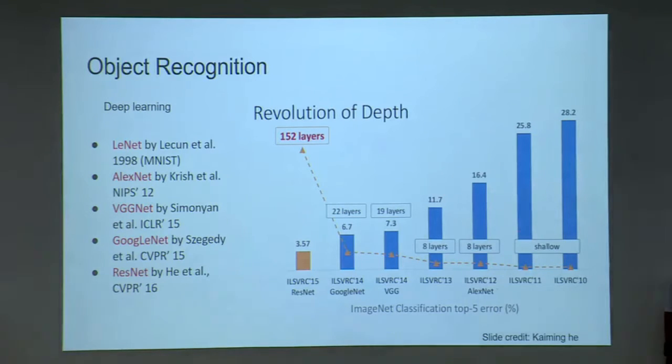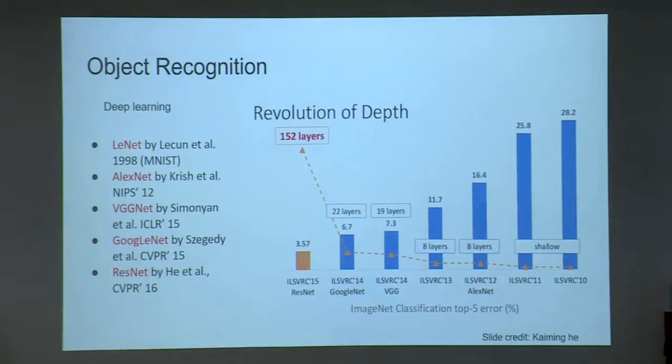So this was the first, around 2012, the Alexnet. This is an 8-layer network, with 5 layers of CNN and 3 layers of fully connected. This reduced the error by around 9% or so.